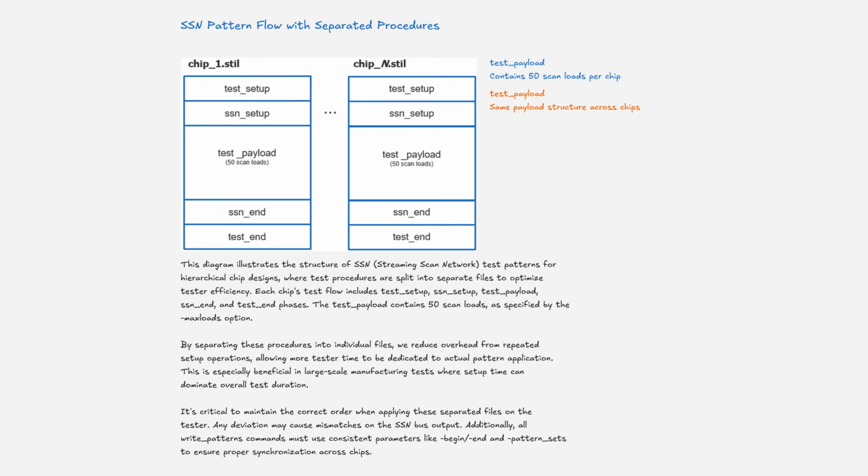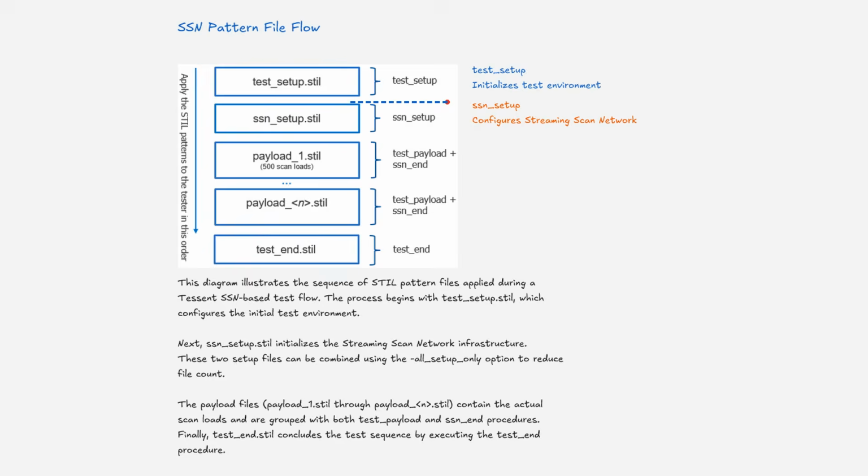It's critical to maintain the correct order when applying these separated files on the tester. Any deviation may cause mismatches on the SSN bus output. Additionally, all write patterns commands must use consistent parameters like begin, end, and pattern sets to ensure proper synchronization across chips. This diagram illustrates the sequence of STIL pattern files applied during a Tessent SSN-based test flow.